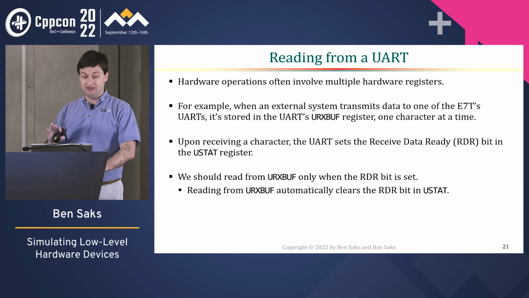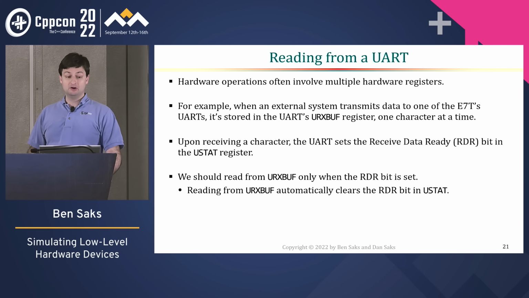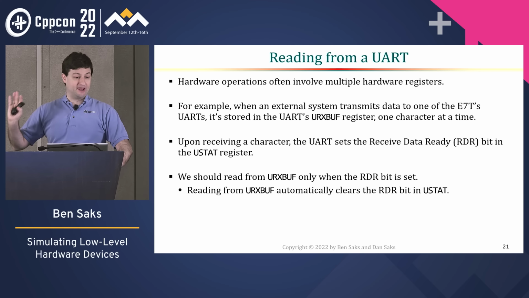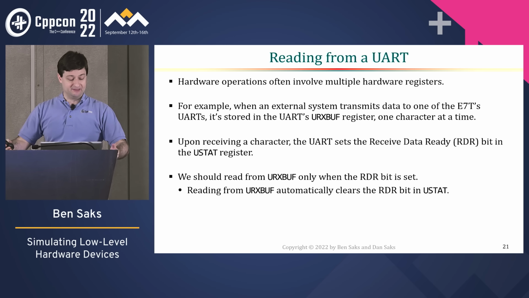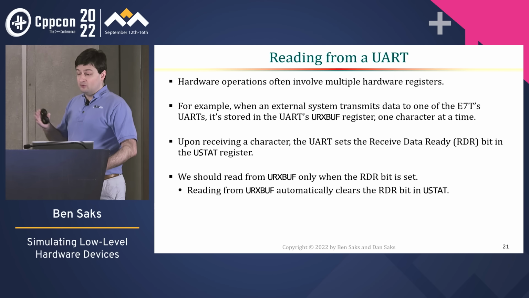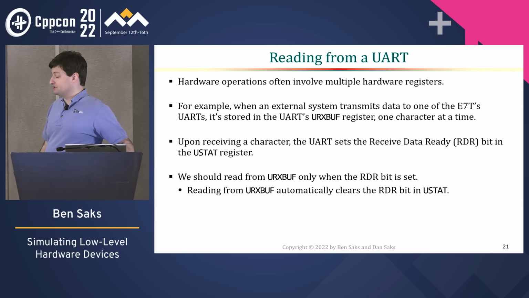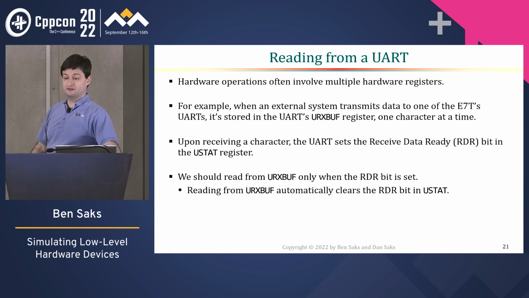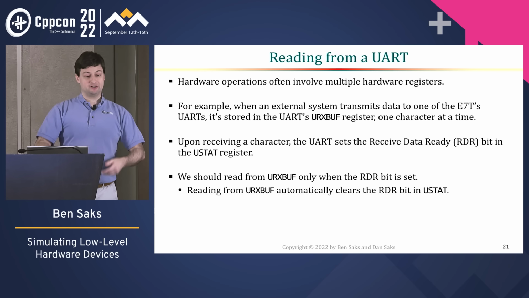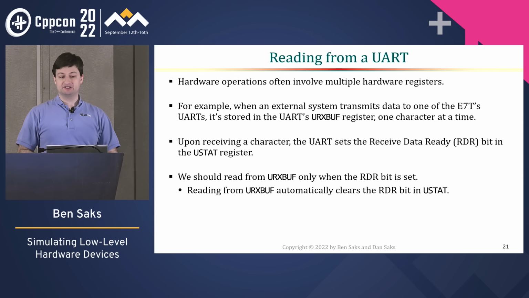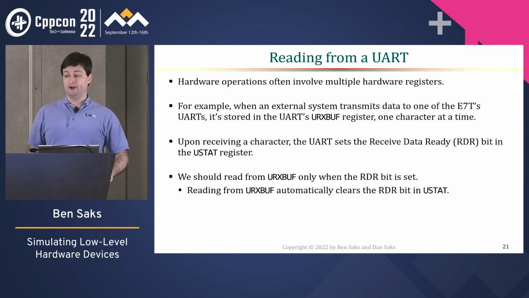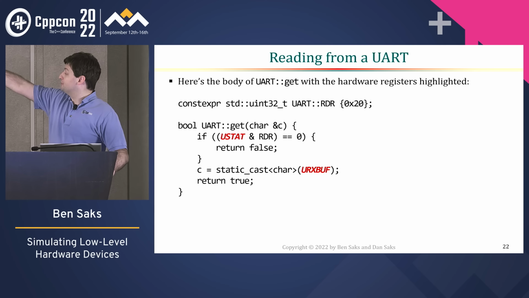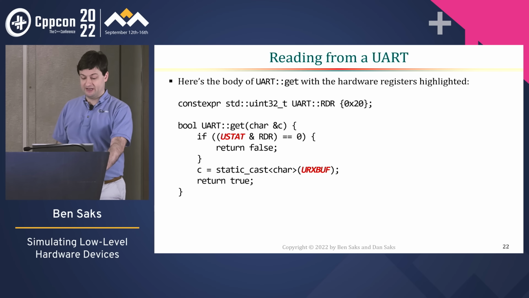So we only want to read from the receive buffer when the RDR bit is set. Technically, we can read it at other times, we just won't get anything meaningful. If we read from the receive buffer, that automatically has the side effect of clearing the RDR bit in the status register, sending the hardware back into a state where it can now go ahead and start receiving the next character. So here is the body of my UART get function here.